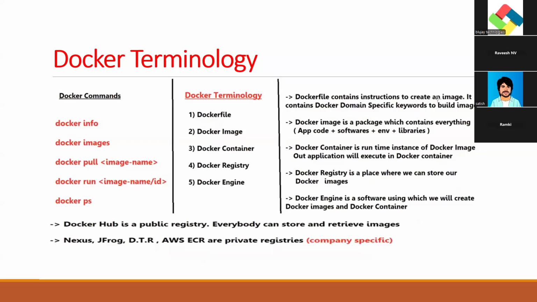Docker Hub is a public repository or registry. Everybody can store and retrieve the images. Nexus, JFrog, DTR, AWS, these are the private repositories. These are company specific.